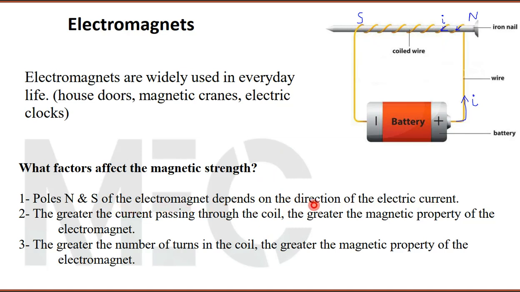Number 2, the greater the current passing through the coil, the greater the magnetic property of the electromagnet. So the greater the current, the greater the magnetic property, the greater the magnetic field. Number 3, the greater the number of turns in the coil. How many turns do we have here? 1, 2, 3, 4, 5, 6, 7, 8. The greater the number of turns in the coil, the greater the magnetic property of the electromagnet. So this magnet will be stronger, and the magnetic fields around this magnet will be stronger and more effective.